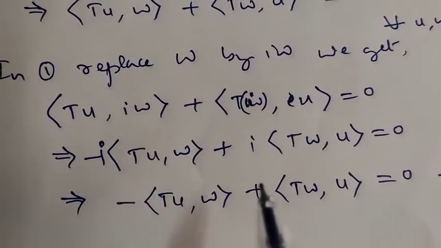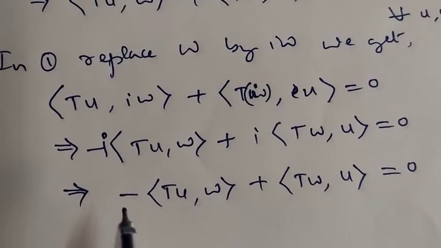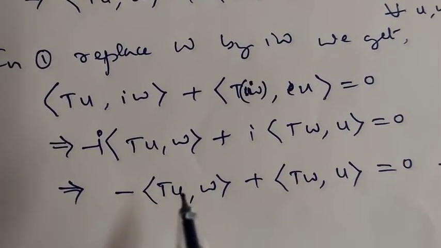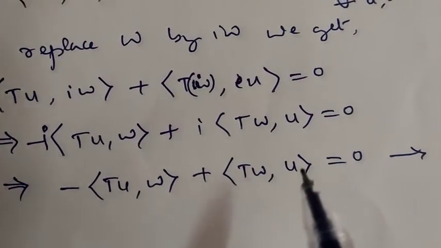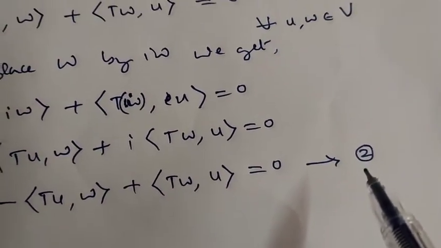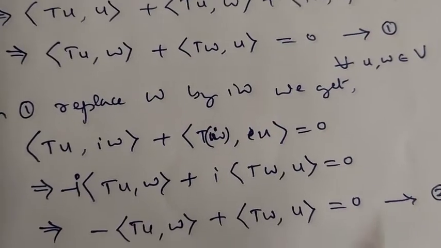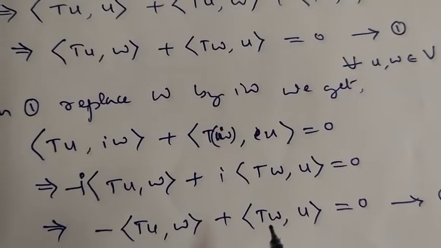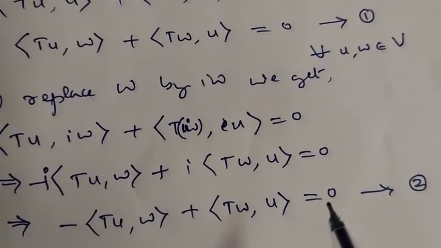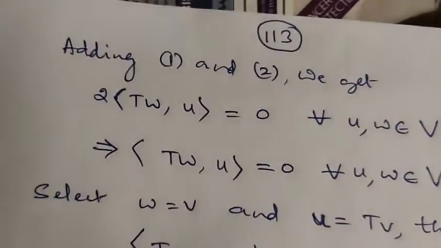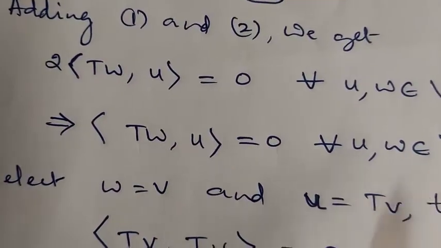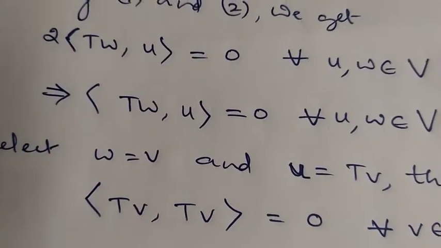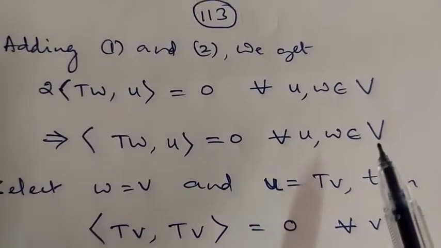So dividing throughout by i, this gives minus the inner product of T of u comma w plus the inner product of T of w comma u is 0. Call this number 2. Now you add 1 and 2. If you add 1 and 2, the first terms get cancelled. Therefore, you get 2 times the inner product of T of w comma u is 0. So the inner product of T of w comma u is 0, because 2 cannot be 0. This implies that the inner product of T of w comma u is 0 for every u comma w belongs to V.